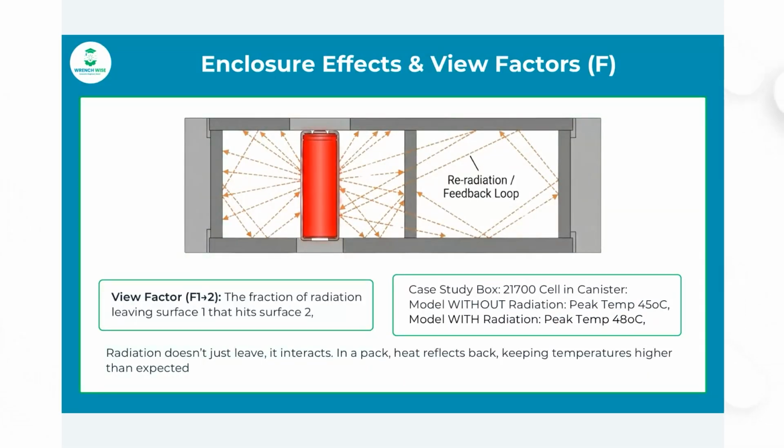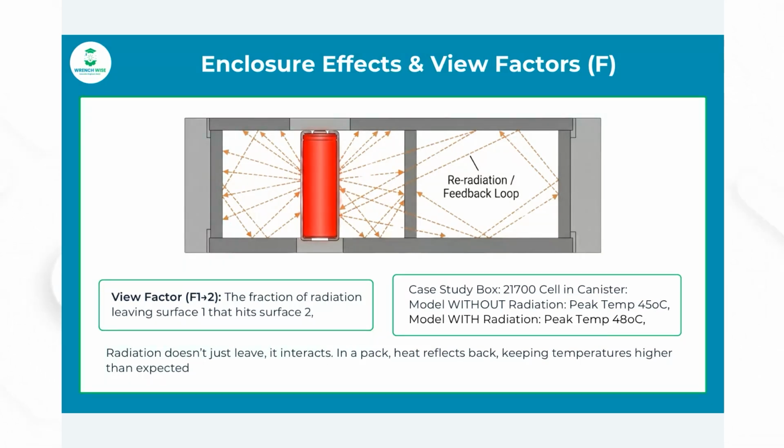Now, we have defined the view factors as what sees what. Let's take a look at what happens when those surfaces are locked inside a tight space, like a battery cell inside a canister. In an open environment, radiation leaves and never really comes back. But inside a battery pack, we have the enclosure effect. The heat doesn't just disappear, it bounces. As the diagram shows, radiation leaves the cell, hits the canister, heats it up, and then radiates back to the cell, creating a sort of feedback loop. This thermal echo chamber keeps temperatures higher than expected.